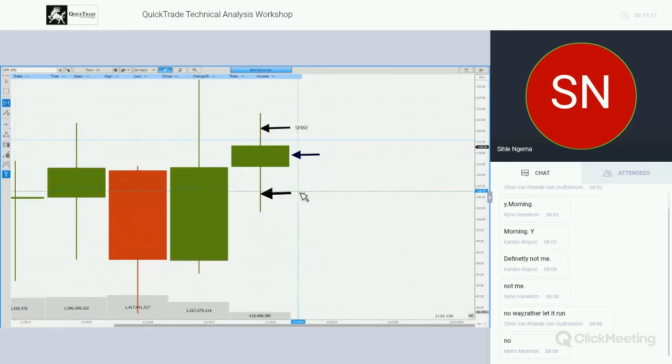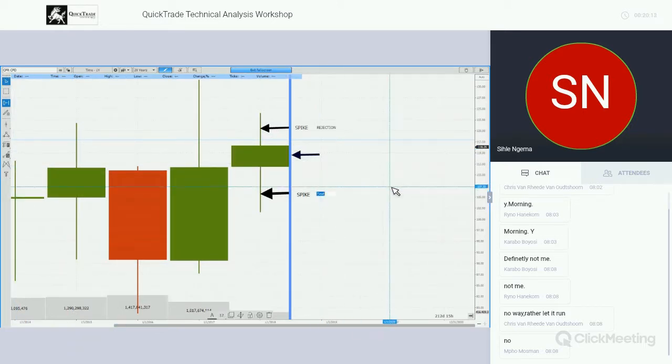Now we have a spike at the top, and we also have a spike at the bottom, right? Now, what is the purpose of a spike? Now I'm going to draw another line here. This line is highlighting my two spikes, the spike at the top and the spike at the bottom. What is the main purpose of a spike? The main purpose of the spike is to show you rejection, what is known as rejection, right? So I will write rejection spike there, and then I will write another rejection spike there.